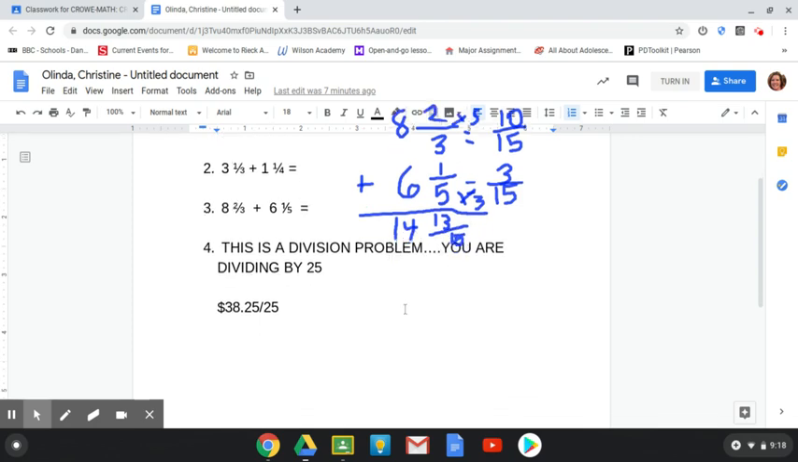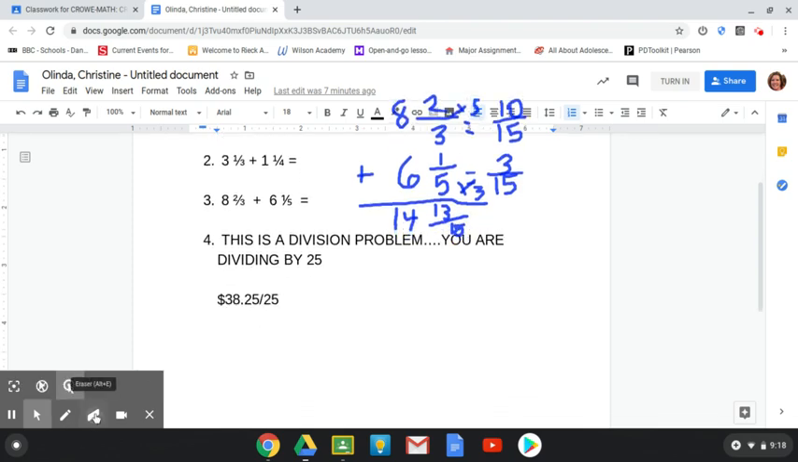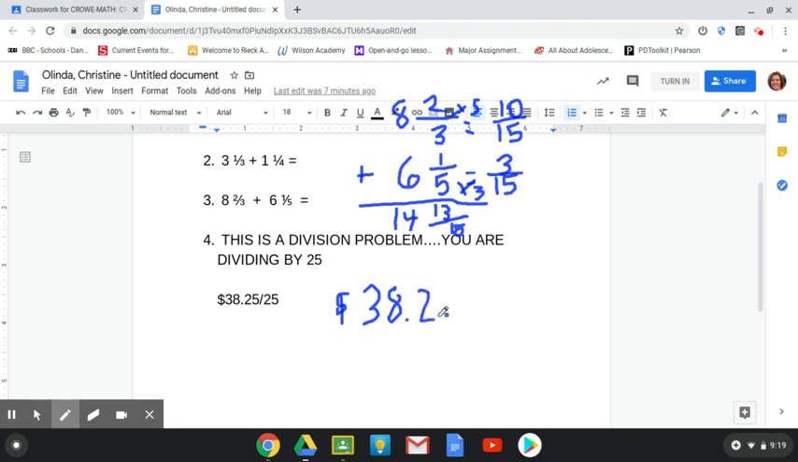Move down a little bit more. This last problem that Mrs. Crowe gave you was quite tricky. We had to divide, and we were using money. So we had $38.25. And then we were dividing by 25.